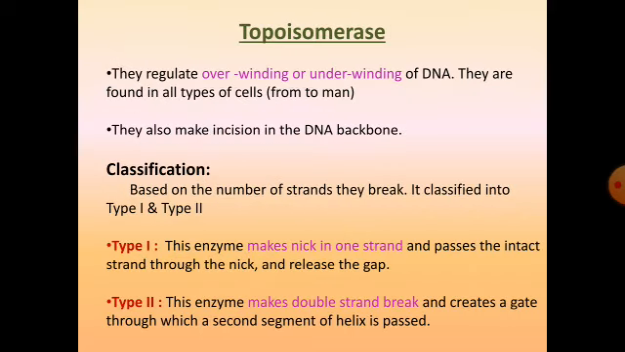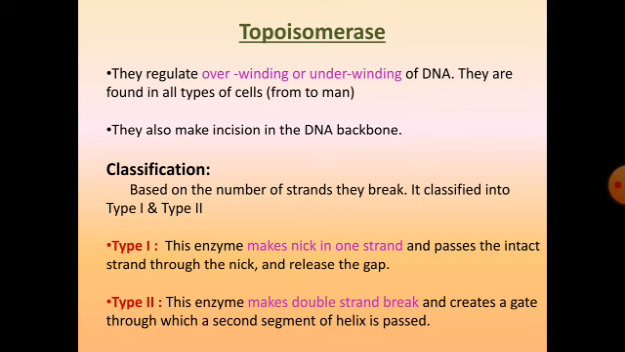The next enzyme is topoisomerase. They regulate overwinding or underwinding of DNA. They are found in all types of cells, from bacteria to man. They also make an incision in the DNA backbone.